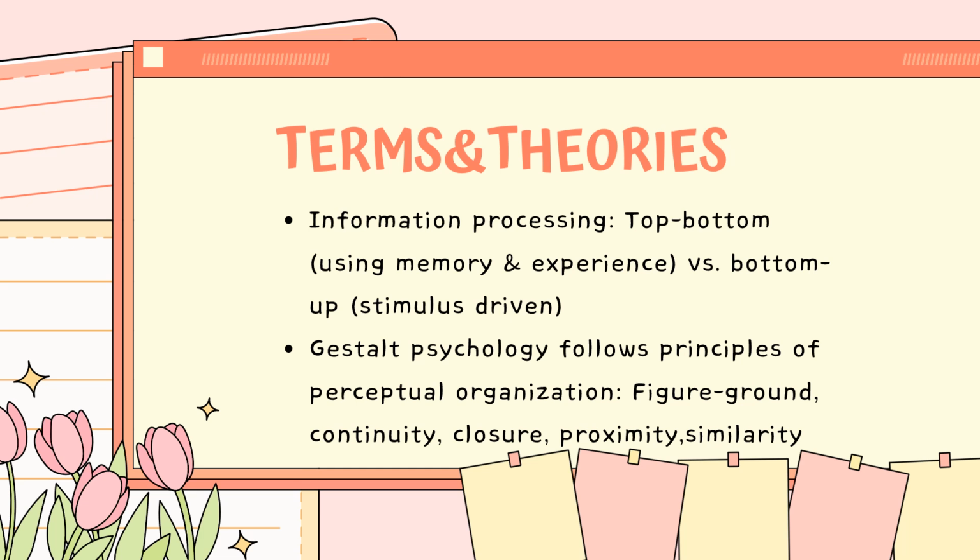Figure ground is when you look at a picture, and depending on whether you're looking at the foreground or the background is what you will see. Continuity is forming a line that's not there. Closure is when you complete an object that is not completed. Proximity is grouping things together that are close together, and similarity is grouping when objects are similar.